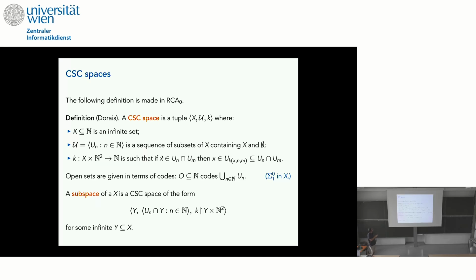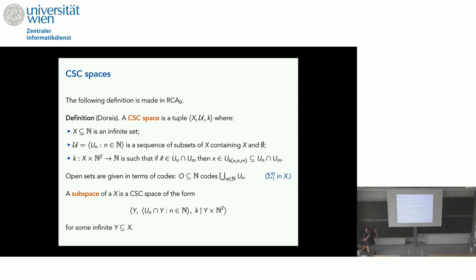So a CSC space is a tuple X, U, K. X is an infinite set, and that will almost always just be N, because why not? U is a coded sequence of subsets of X. Just for simplicity, we can assume X is in here and the empty set is in there. So what is that representing? It's representing a countable basis. And then this K function, okay, so a countable basis, a basis should be closed under intersection.